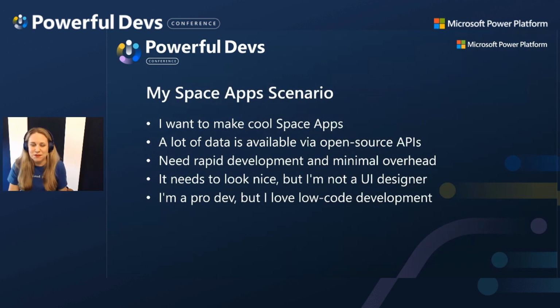So here's my scenario here for space apps. I want to make lots of cool space apps. There's a ton of data out there. There are NASA APIs. There are APIs about near Earth objects and meteors and weather on Mars and the photo of the day and who's in space and where is the space shuttle. There's so much data out there that you can hit an API and get back all of this data in JSON format. And so I want to make all of these into apps.